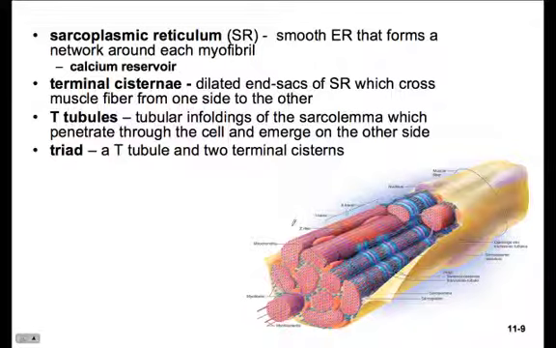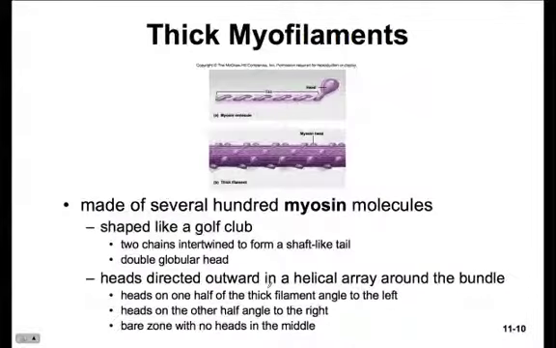So each of these myofibrils, each bundle, is made up of predominantly two proteins. Those proteins are actin and myosin, or thin and thick filaments, respectively. Let's look first at the thick filaments. The thick filaments are pictured here.